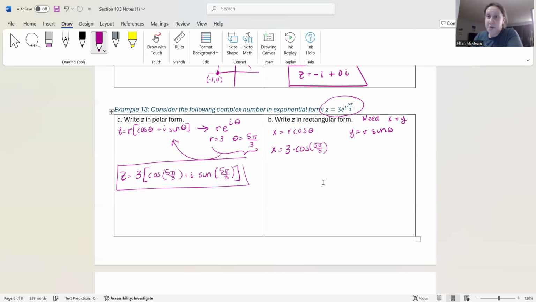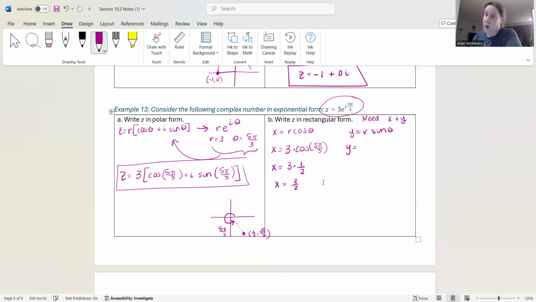Let's build a little unit circle, y'all. So we have a unit circle, and 5 pi over 3 is like this. And we have the point down here, which is 1/2 comma negative root 3 over 2. So that is 5 pi over 3. So we would say that cosine of 5 pi over 3 is 1/2. So 3 times 1/2 is 3/2.